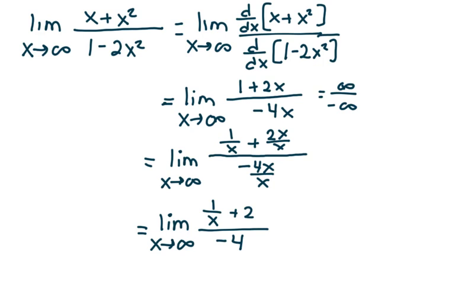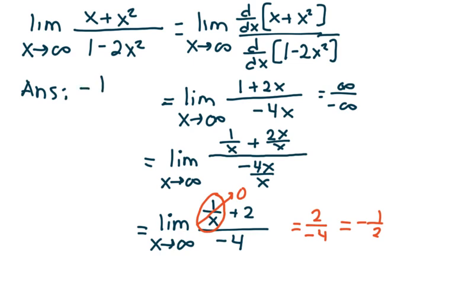But if you notice, as x gets large, this term that I'm circling will go off to 0. And so this limit should be 2 over negative 4, which is negative a half. And so the answer to example 7 should be negative a half. That's how you do example 7.